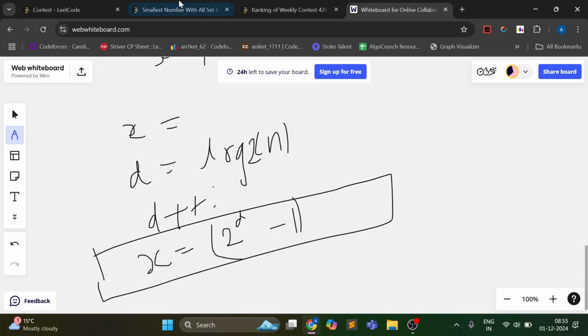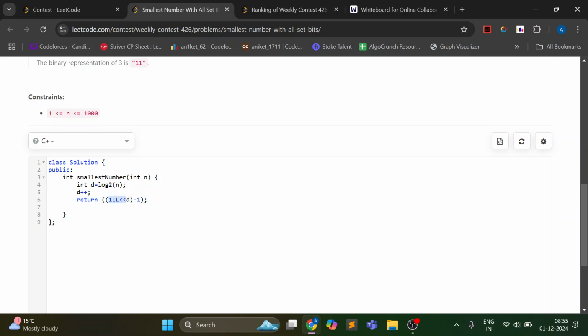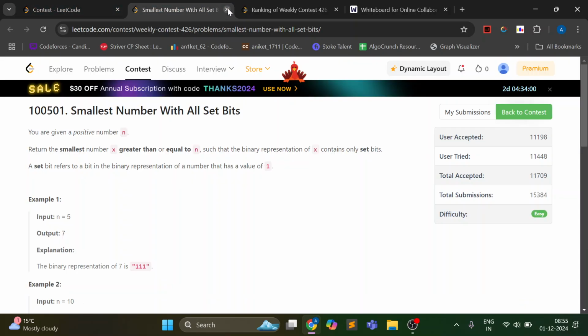So this is the solution for first problem, and this is just the simple implementation. I first found log 2, it's log with base 2, increment d, and I just return 2 raised to power d minus 1. So I'm using a left shift operator. So d left shifts means 2 raised to power d. I'm just finding 2 raised to power d. This was first question, pretty simple.